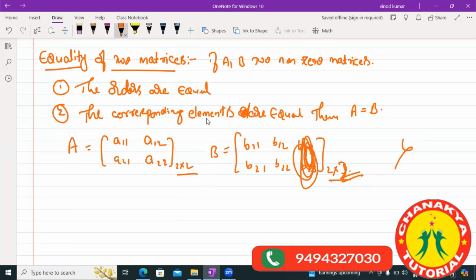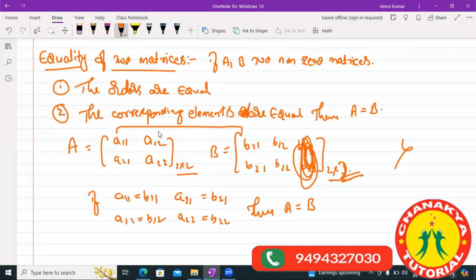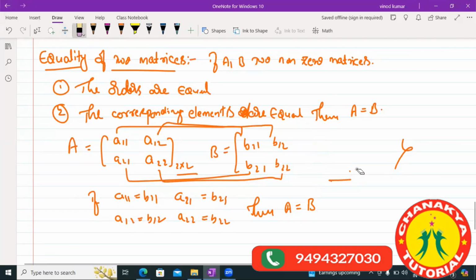The next point, corresponding elements: if A11 equals B11, A12 equals B12, A21 equals B21, and A22 equals B22, then A equals B. Corresponding means this one and this one, this one and this one. When corresponding elements are equal in two matrices, then those two matrices are equal.